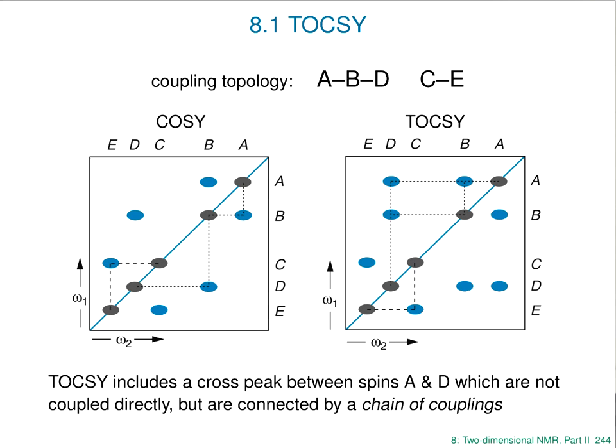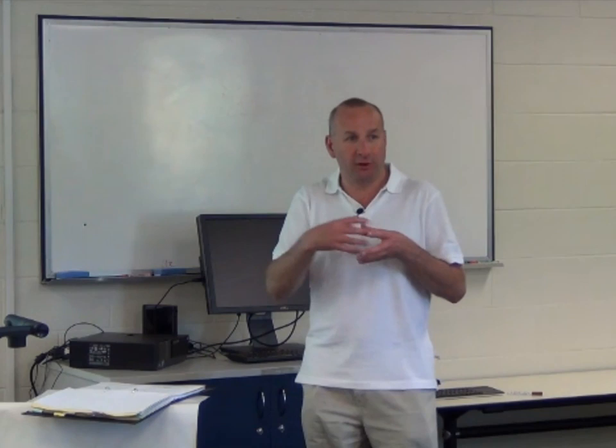So TOCSY is very good for picking out what you might call extended spin systems. It picks out cross peaks between a network of spins that are all mutually coupled. So it provides slightly different and in many cases usefully complementary information to COSY.